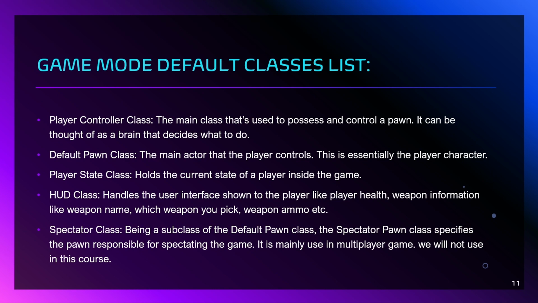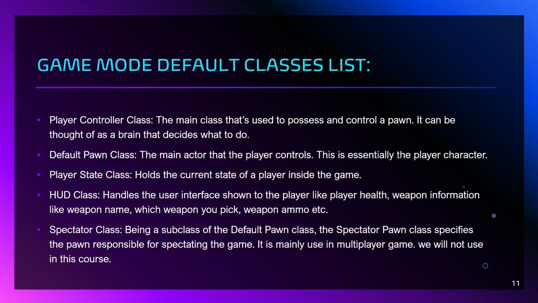And the next class is the player state class. This class holds the current state of a player inside the game and nothing else. And the next class is the HUD class. This class basically handles the user interface on the screen, like player health, weapon info like weapon name, which weapon you pick, and weapon ammo, etc.